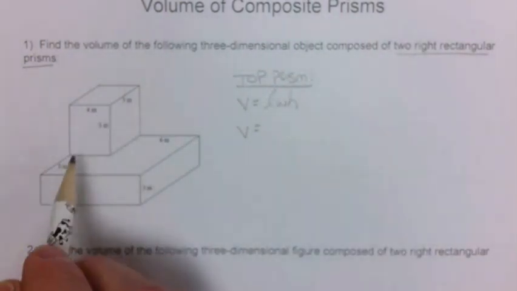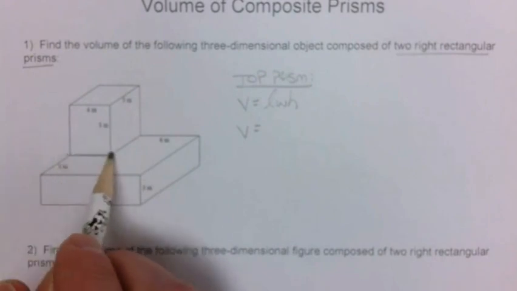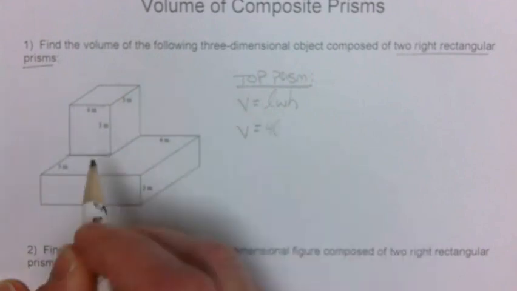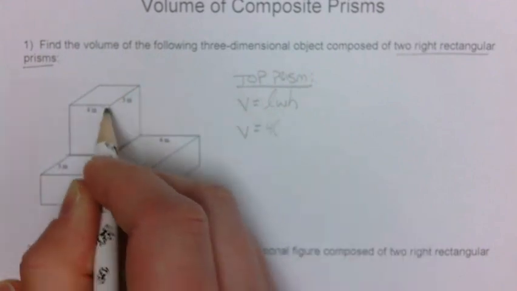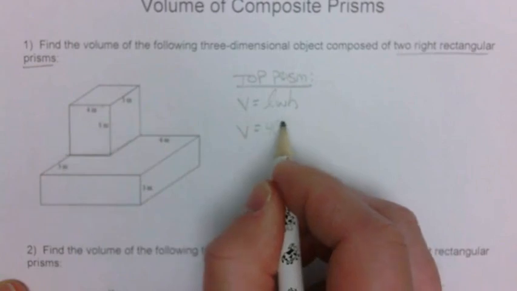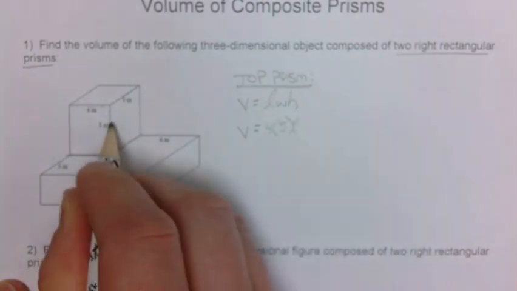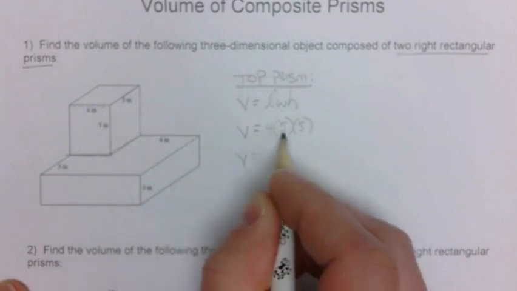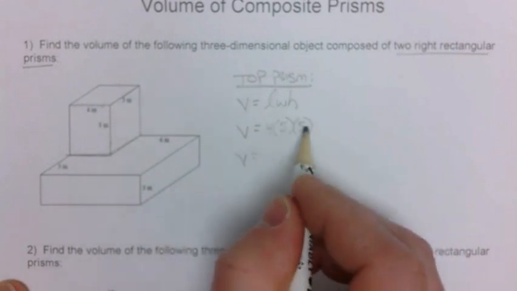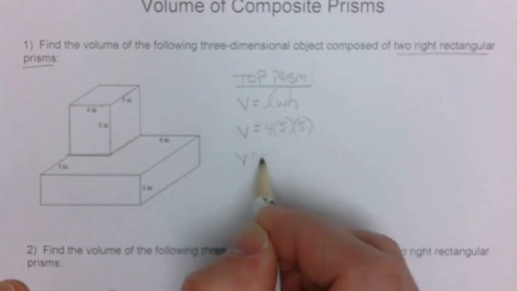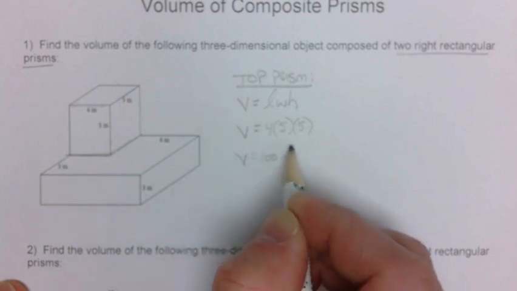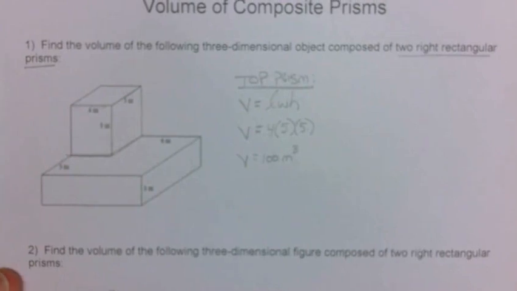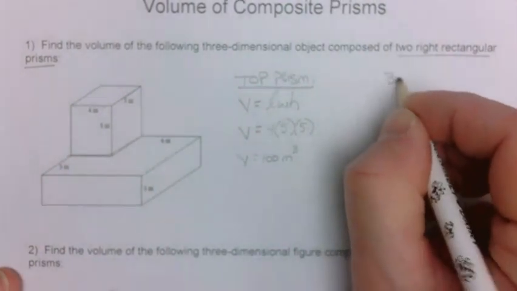Looking at this top prism, okay, this length measurement right here is the same as this, so that's 4 meters, times the width right here is the same as this, which is going to be 5 meters, and the height here I can see is 5 meters. So I'm going to do 4 times 5 times 5. 5 times 5 is 25, times 4 is 100 meters cubed for volume. Remember to cube the units. Now I'm going to look at the bottom prism.